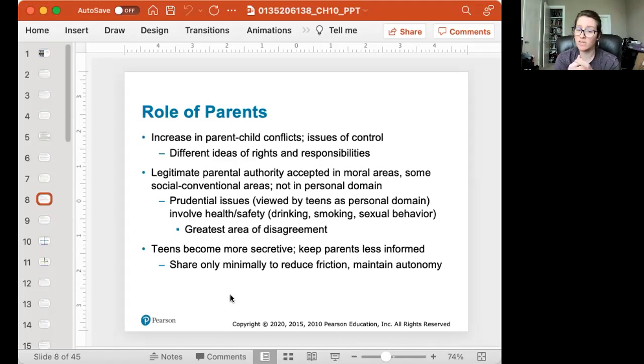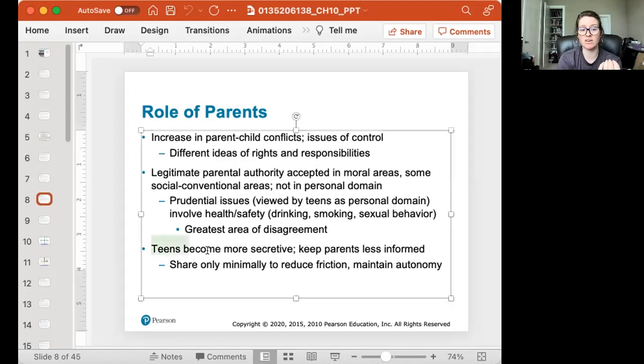Teens become more secretive during this adolescent phase, and they keep their parents less informed about stuff. They only share minimally to reduce friction, but to remain autonomous and to be able to protect that autonomy and to be able to do whatever they want to do and live their life how they want to live it. So that's just something to know.